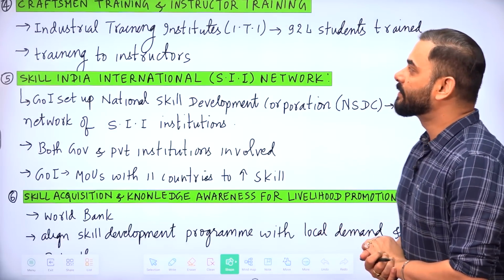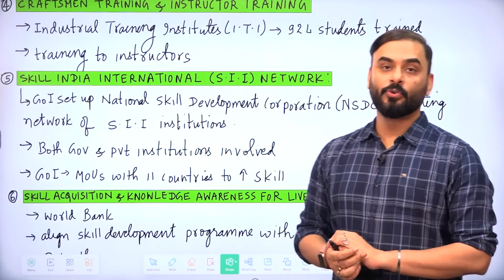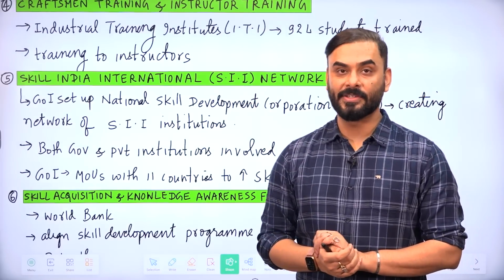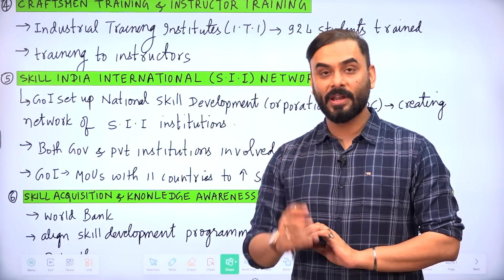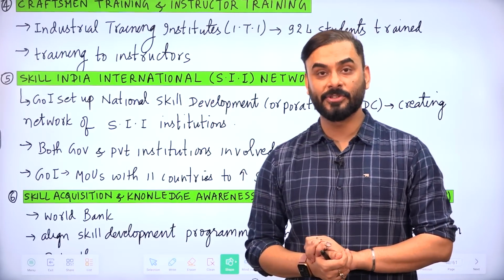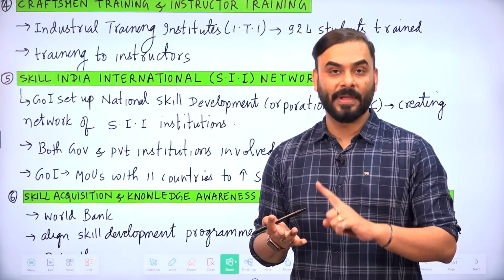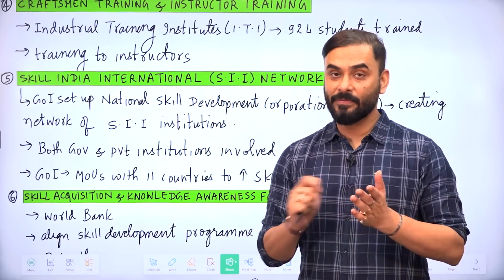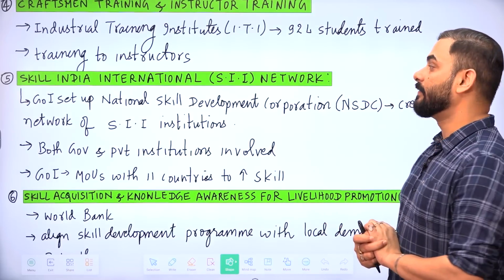Then there is a program called craftsman training and instructor training. There are 92 lakh students in India who have got the benefit of something called Industrial Training Institutes, ITI. See, there is a course called engineering where you get the engineering degree. If you are unable to do that but you have the right aptitude, you can also enroll for ITI programs where they will give you a diploma. For example, they will train you in electronics, mechanical, electrical, all these different kinds of activities. They will give you a certificate and you can get employment. Roughly around 92 lakh students have got the benefits.